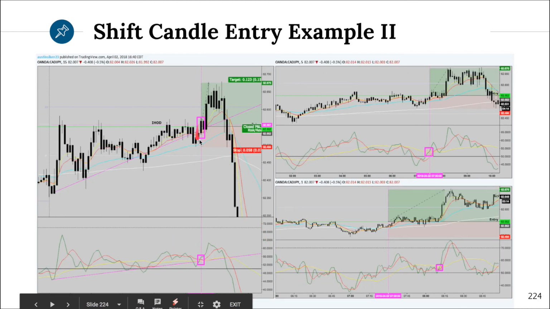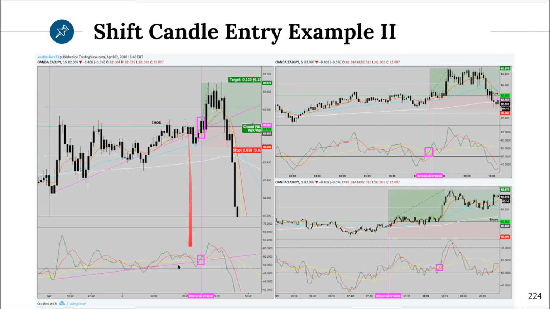Another example here, the EMAs come tight together right before New York. This is about 5, 6, 7 a.m. We get the shift candle as the RSI comes through the liquid 50 and comes through the trend line. 5-minute cross at 7:30, a 1-minute cross a little bit later, closer to 8:15, and then you get the 12 pips of rise.